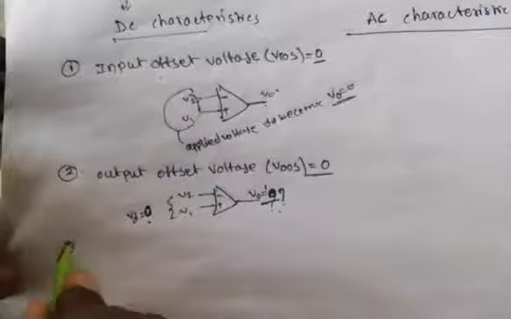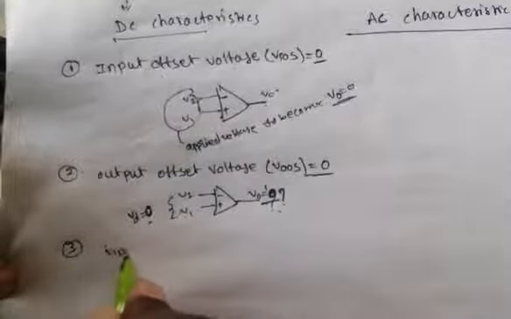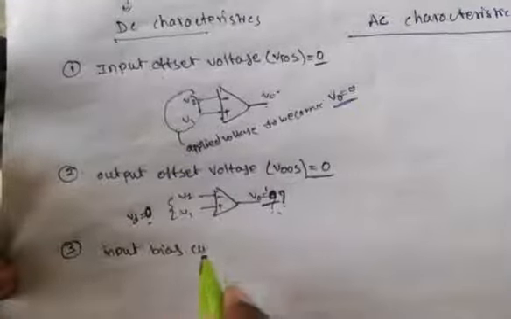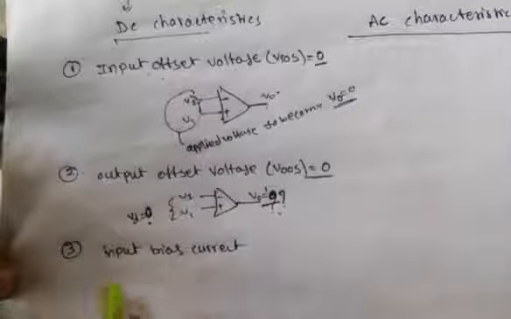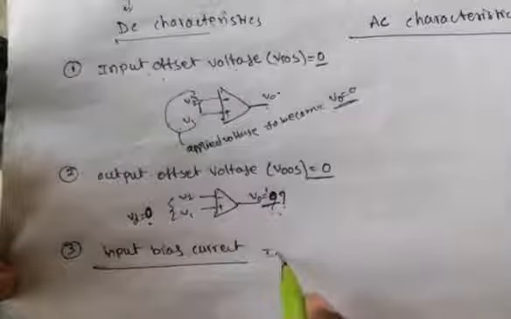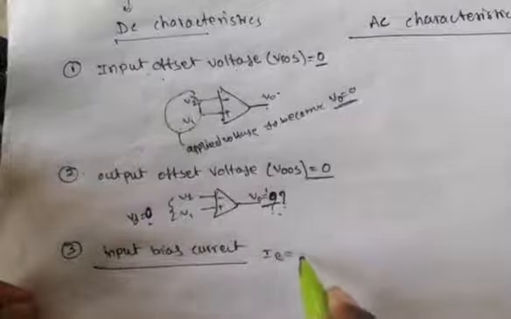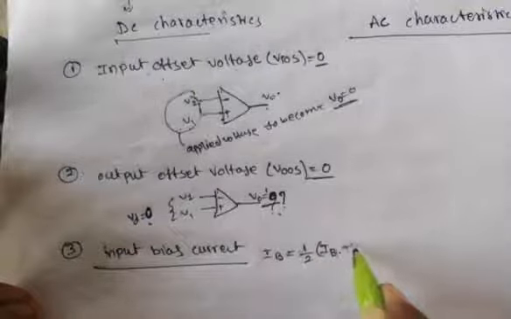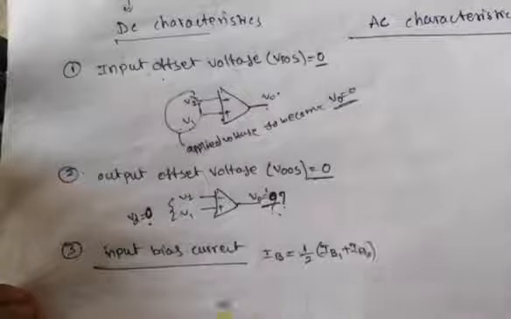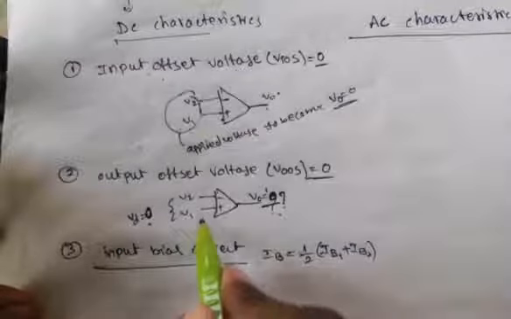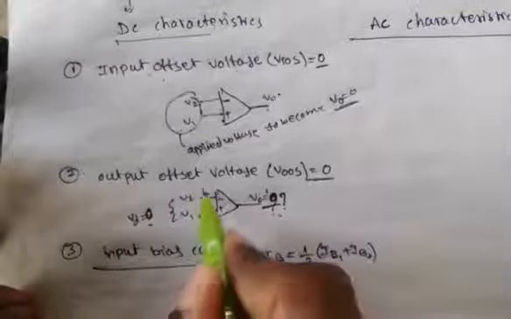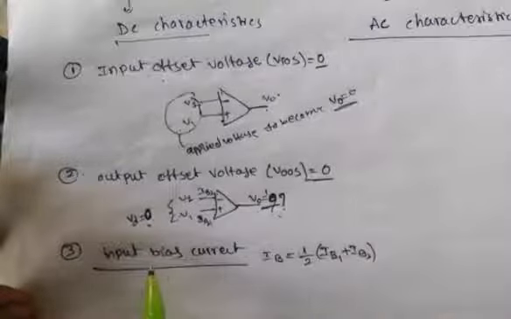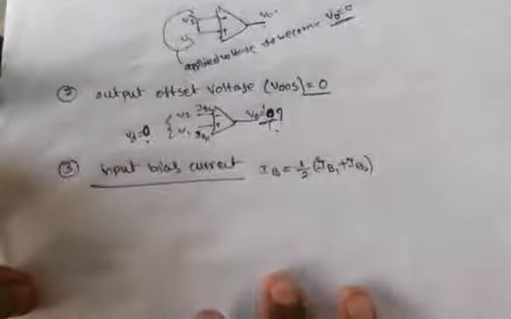Coming to the third one, it will be called input bias current. Input bias current will be represented as IB. This is the average of the two input terminal currents, IB1 plus IB2. The operational amplifier has this current IB1 and this current IB2. The average of these two currents is defined as input bias current.